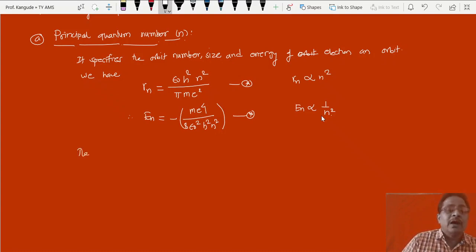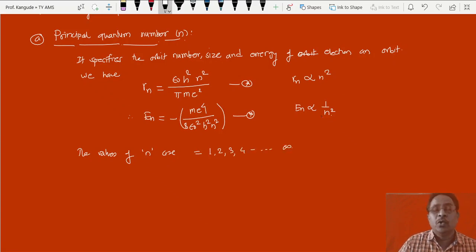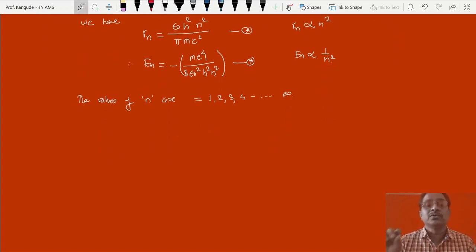Here, as we are repeating, the values of small n, called the principal quantum number, are given by 1, 2, 3, 4, etc. up to infinity. Don't include n equal to 0 there. So principal quantum number 0 is not at all allowed. Now I am just revising these things. We have discussed all of this earlier, but we are repeating it just to understand the basics of the vector atom model.